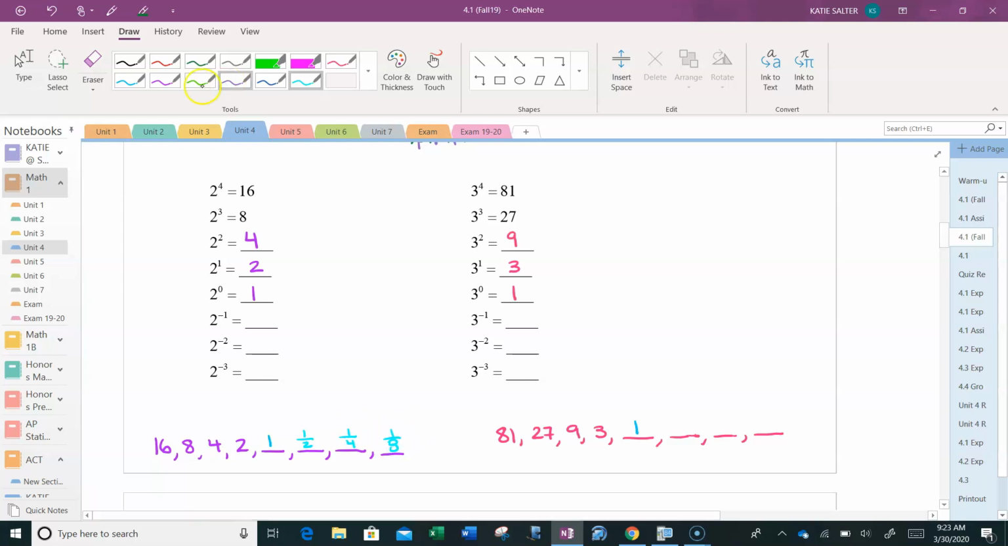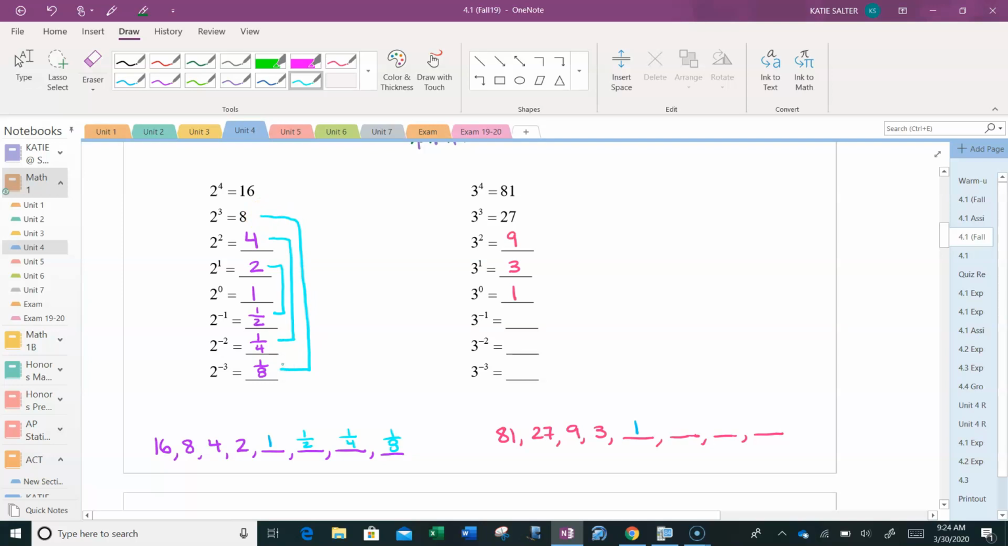Let's pop these numbers back into our pattern up here. So this would be 1 over 2, 1 over 4, and 1 over 8. Notice right here that when you have 2 to the first power, the answer is 2. But when you have 2 to the negative 1 power, the answer is 1 over 2. 2 squared is 4, where 2 to the negative 2 power is 1 over 4. And look right here, 2 cubed is 8, where 2 to the negative 3 is 1 over 8.